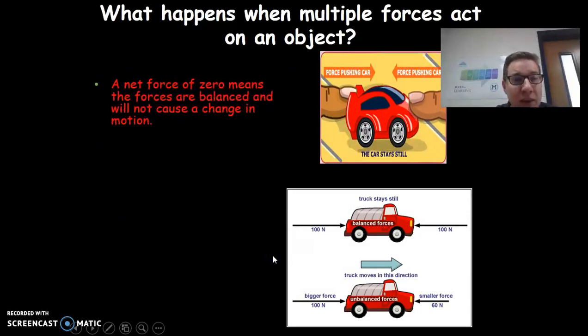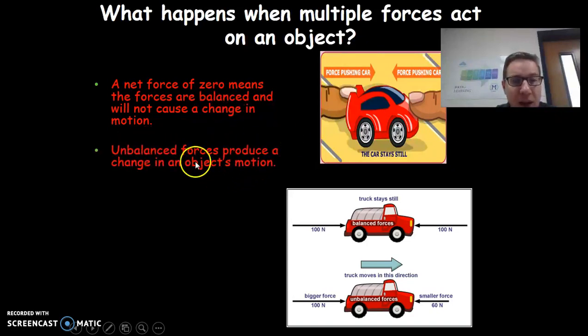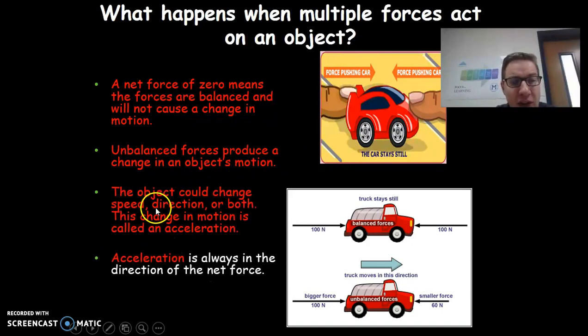Continuing with that, a net force of 0 means that the forces are balanced, and that's the key word here. They're balanced, so they're not going to move. We call it balanced forces, and it will not cause a change in motion. Unbalanced forces produce a change in an object's motion, and the object could change speed, direction, or both if it's unbalanced.